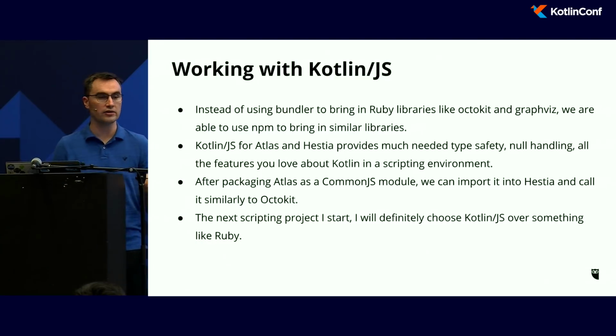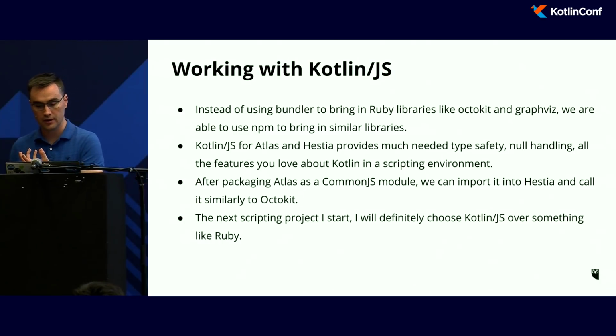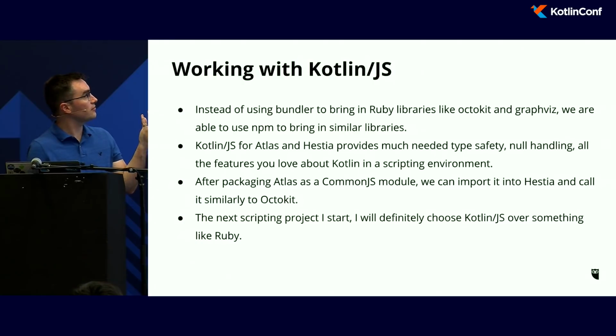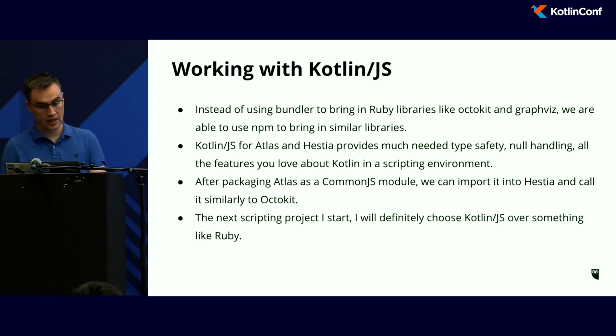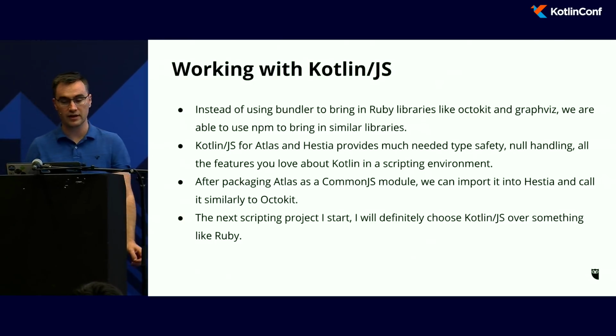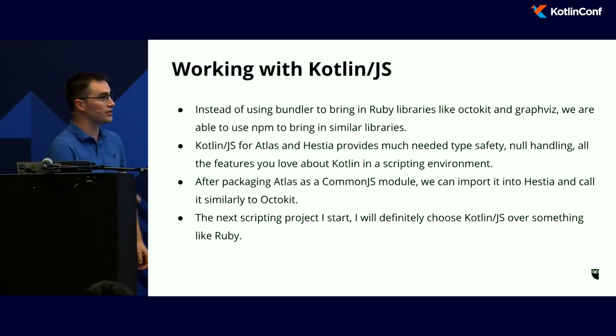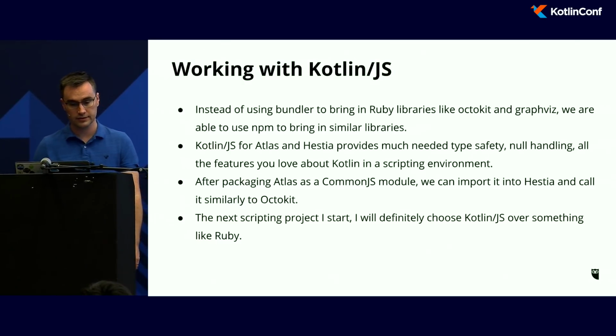On Ruby, we bundle up Atlas and import it into Hestia as a Ruby bundle, and in Hestia at Kotlin.js, we import it as an NPM module. And from my experience on this project, the next scripting project that I start, I'll definitely choose Kotlin.js over anything like Ruby.